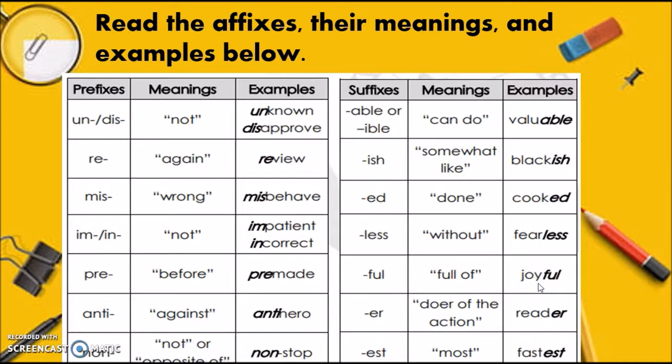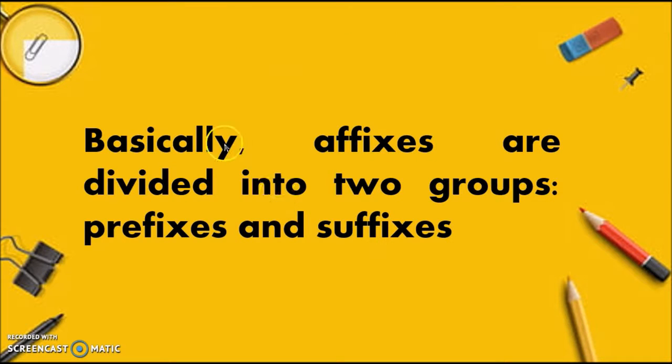Next is full, meaning full of. Example, joyful. Next is er, meaning doer of the action. Example, reader. And the last example is est, meaning most. Example, fastest. So basically, children, affixes are divided into two groups, prefixes and suffixes.